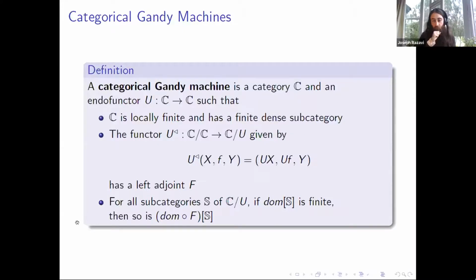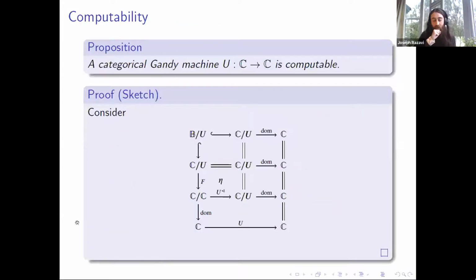Now, at this point, you might say, well, this is supposed to be a model of computation. So if you give me such a thing, is there a way of computing what U does? Can I at least compute one step of computation? And the answer is yes. And again, I'm going to sweep the details of this proof under the rug, but there's one point that I want to make about it.